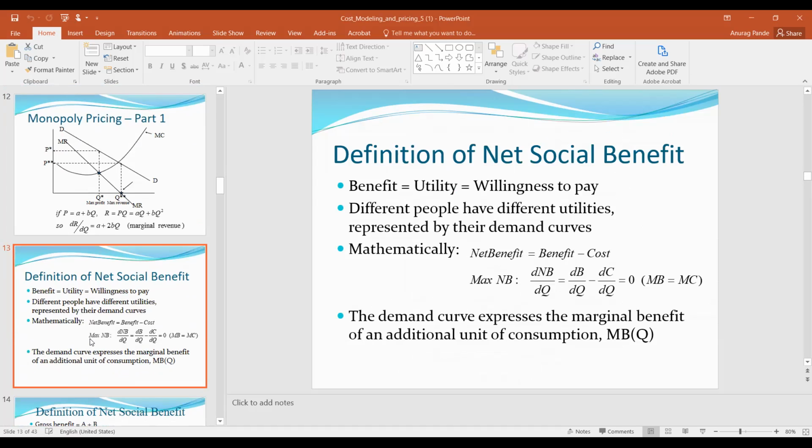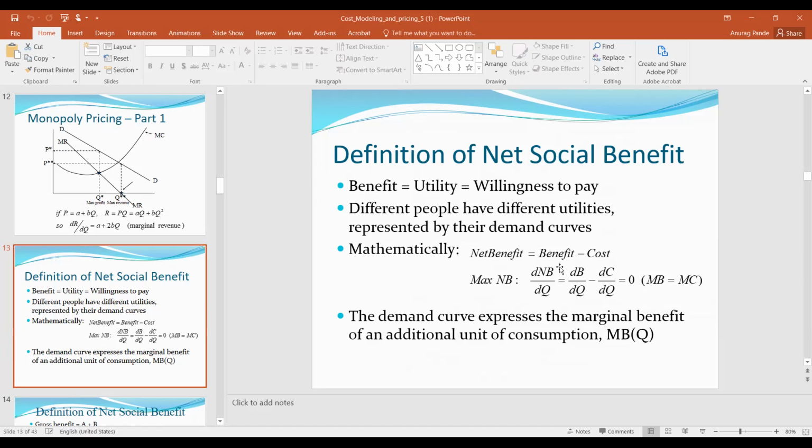In terms of the benefit for the consumer, the benefit is the utility or the willingness to pay that people will be willing to pay for something. And how much people are willing to pay, that is a good measure of how much utility they are deriving from paying for that service or product. Okay. Obviously, different people will have different utilities and so forth. And different people will have different demand curves. But the net benefit, overall, the net benefit is benefit minus the cost.